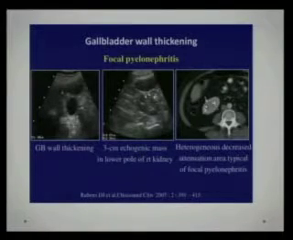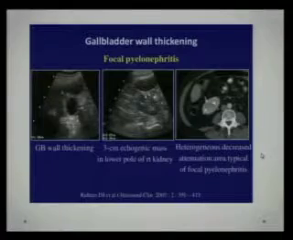On CT it's hypodense, non-enhancing, and it's typical for acute pyelonephritis.